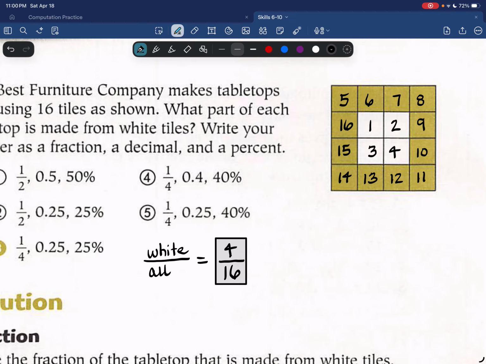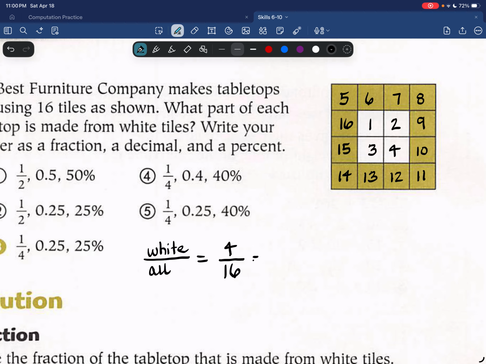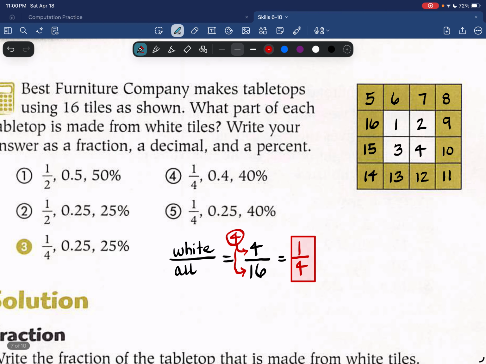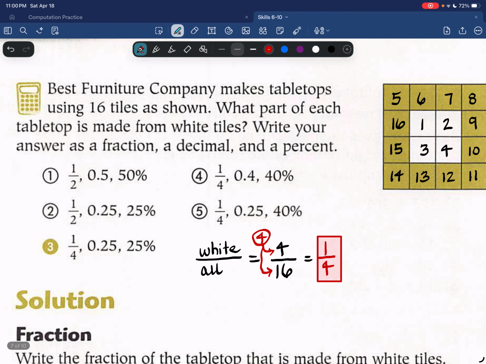But it will simplify. So we're not finished there. That's an answer, but it's not the final answer. You can reduce top and bottom by 4. 4 into 4 is 1, and 4 into 16 is 4. So the fraction we're looking for is 1/4. So I could eliminate answers 1 and 2 because the fraction's not right. It's 1/2. So we can take care of that one and that one, and we have 3 to choose from.